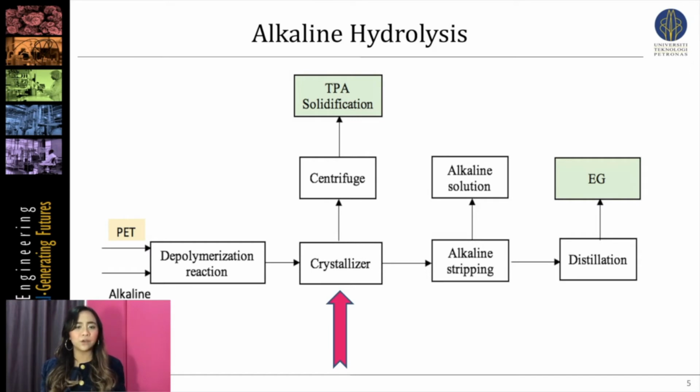The EG and ammonium mixture from the crystallizer is sent to the first distillation column for recovery of ammonium hydroxide and are recycled back to the reactor. The bottom product from the first distillation column is then sent to the second distillation column to recover the EG.